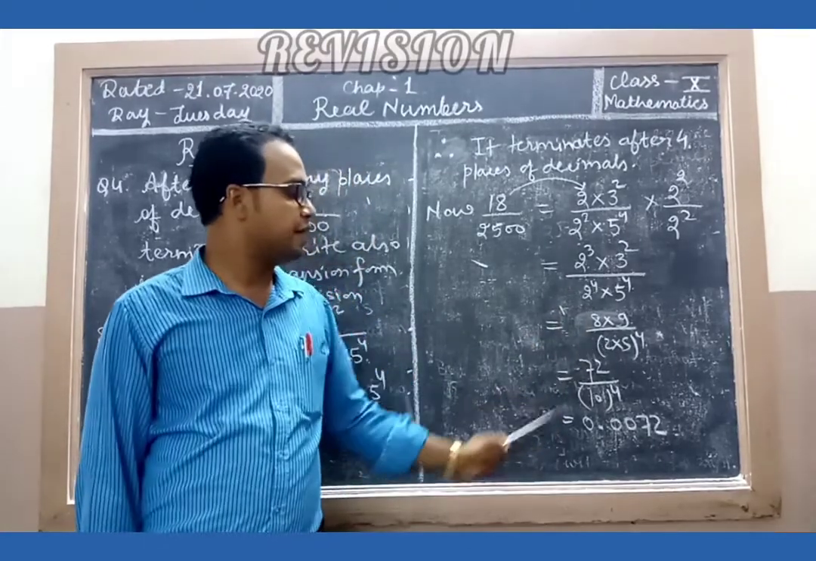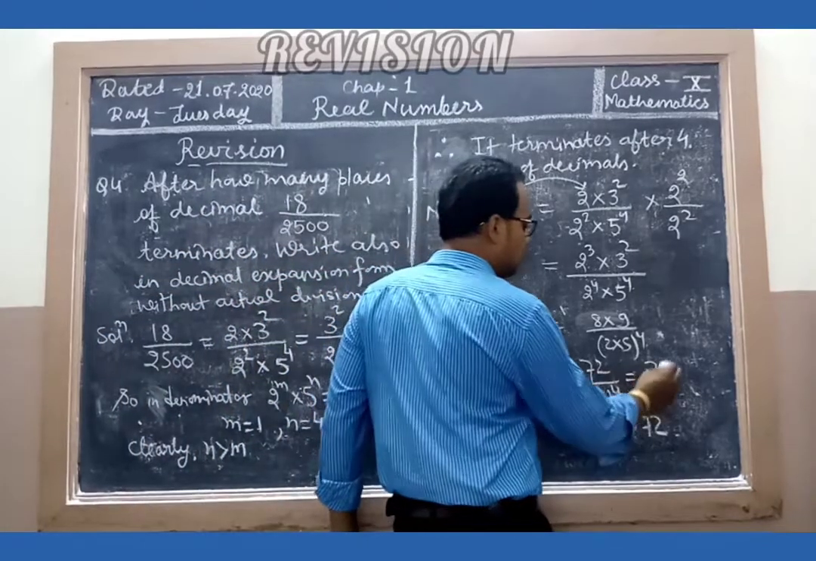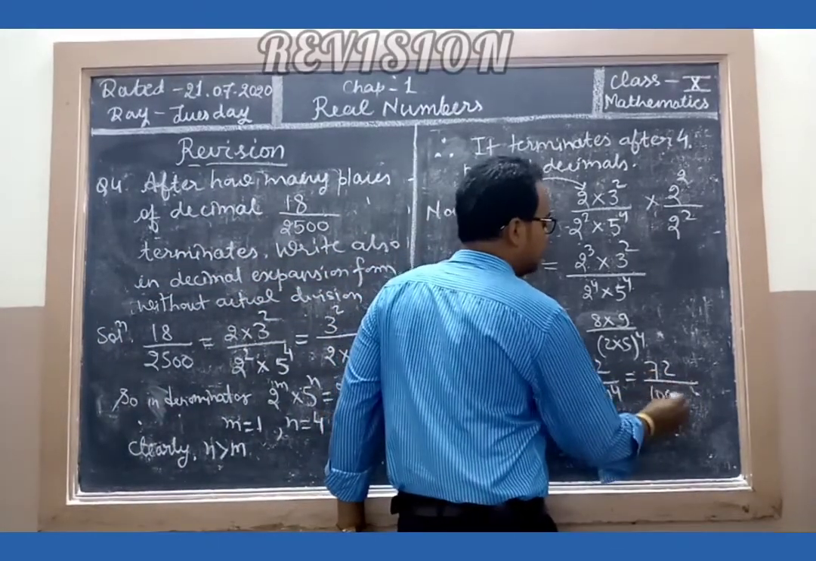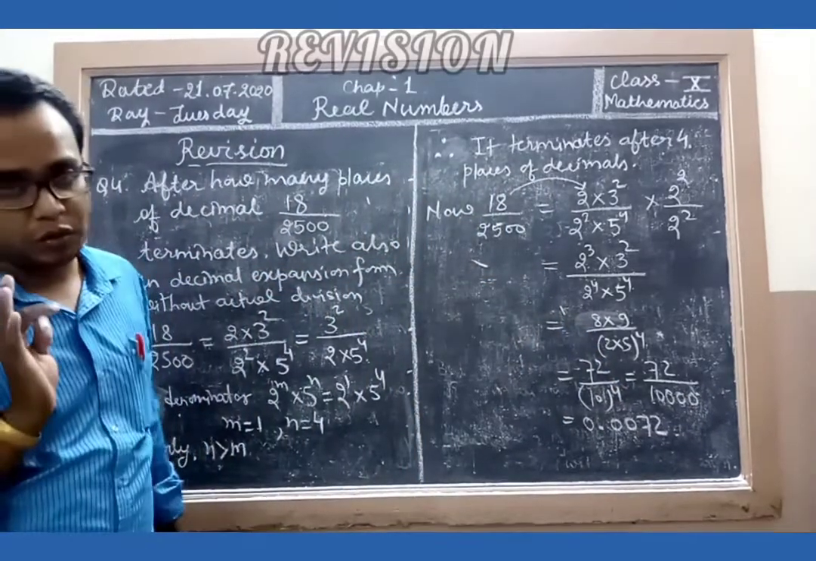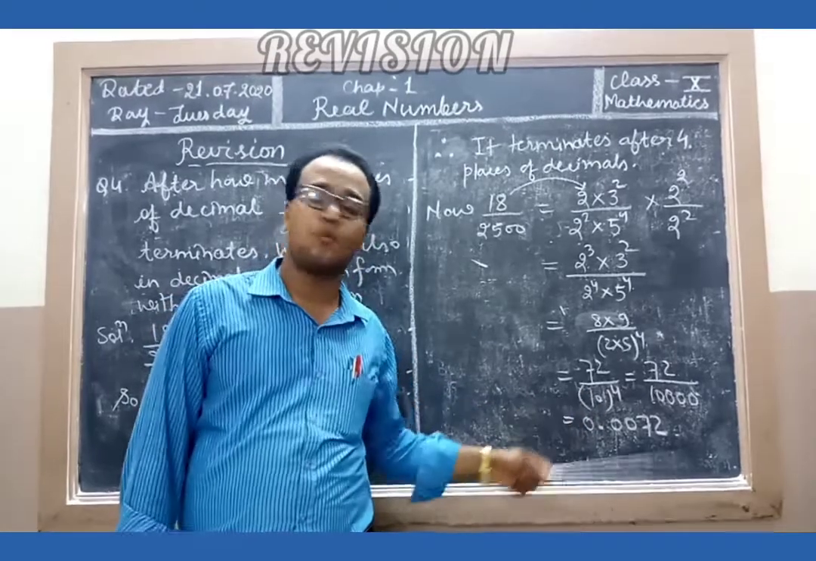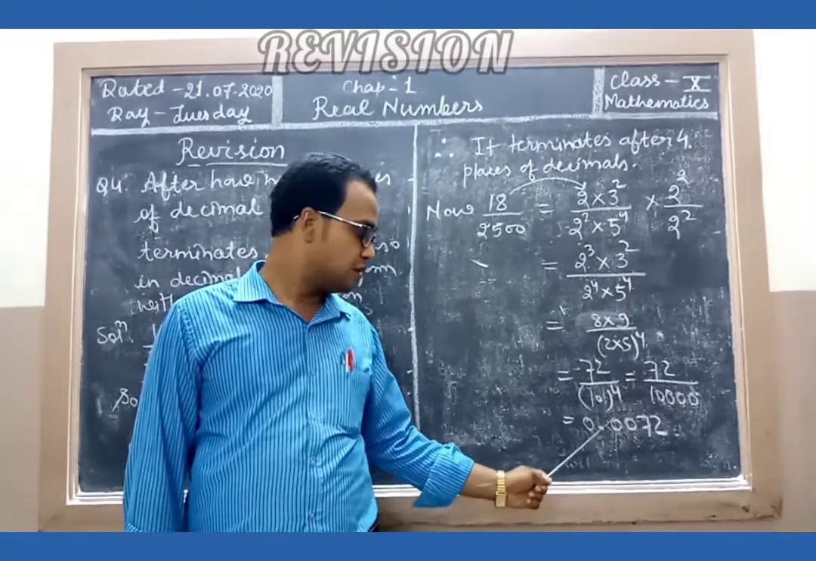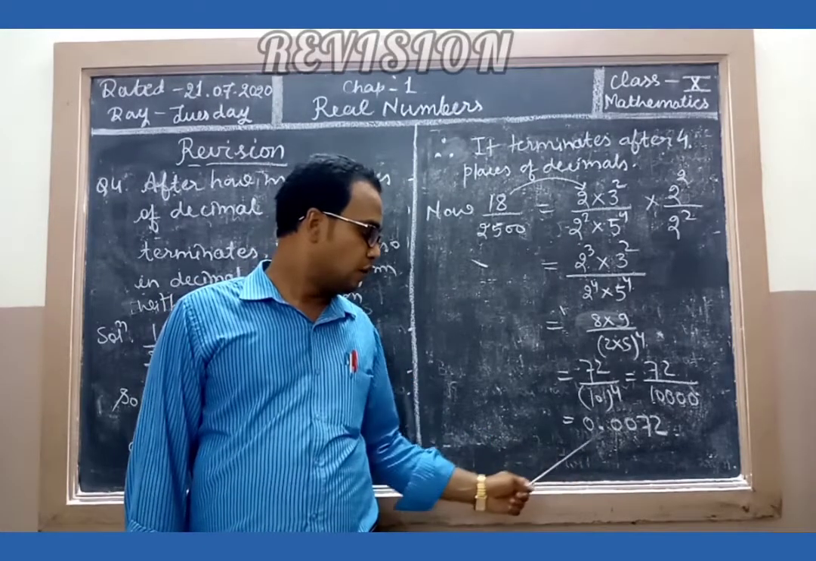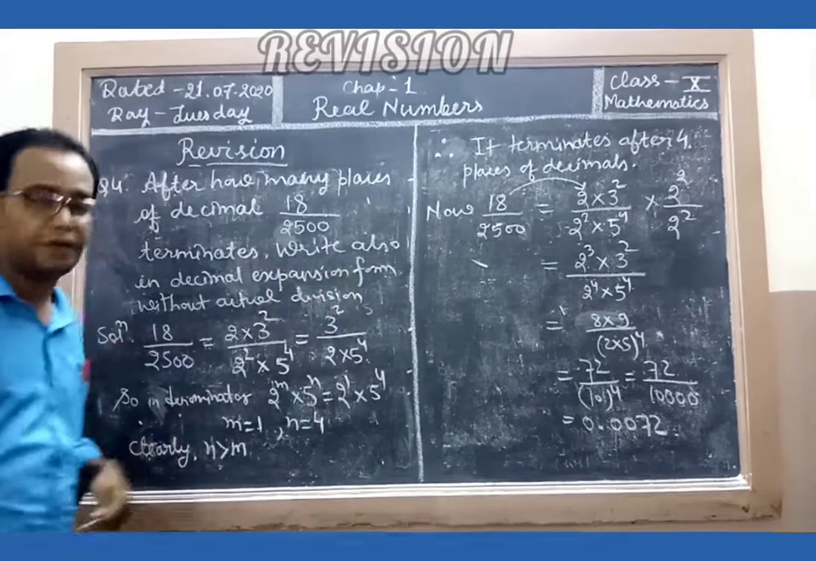Now here we have 10 to the power 4. 72 upon 10,000. It means after the decimal we have 4 digits. But here we have 72, so for making it 4 digits, we apply 0s: 0.0072. Now after 4 places of decimal, the given rational number terminates.